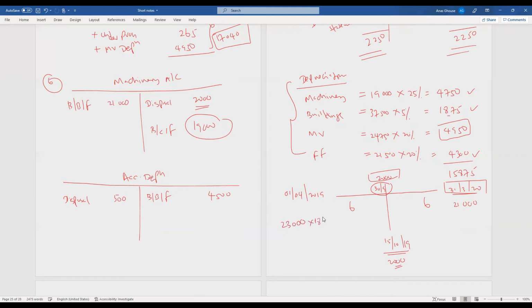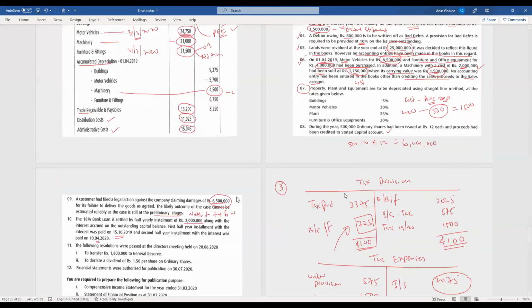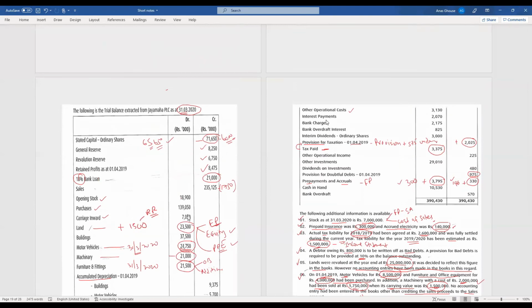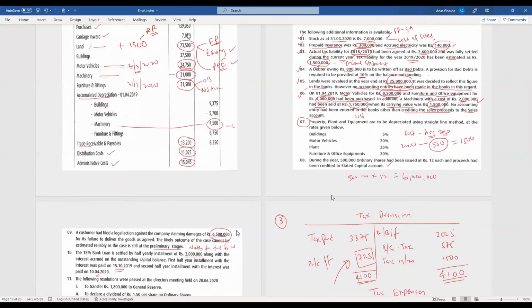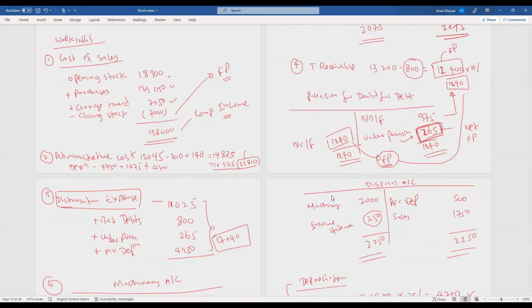If you calculate 18% on this for 6 months, that will be how much? 23 million times 18% divided by 12 times 6, 2,070,000. If you go to the trial balance, you can see you are given interest payment as 2,070,000. So this is the interest amount for the first 6 months. Now, the second 6 months' interest is not accounted for.